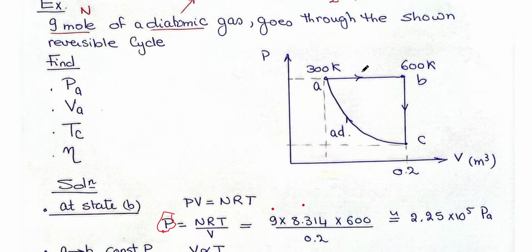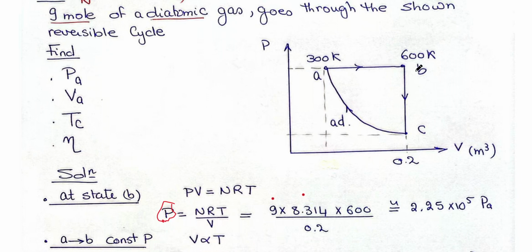The shown cycle is a constant pressure process from A to B, a constant volume process from B to C, and an adiabatic process from C to A. Now we have this reversible cycle. The temperature at A is 300 Kelvin and the temperature at B is 600 Kelvin. It's also given the volume at points B and C. The first requirement is the pressure at point A.